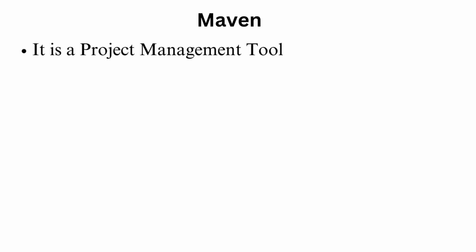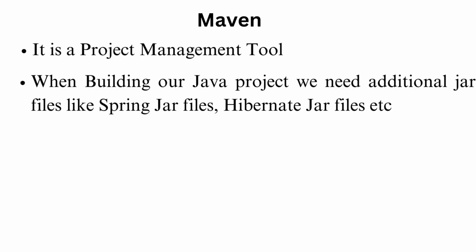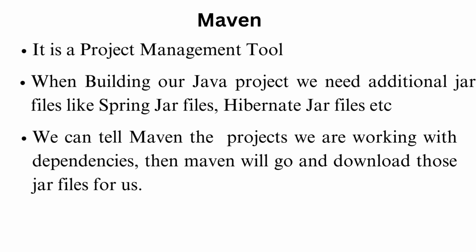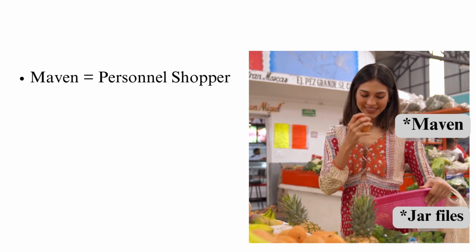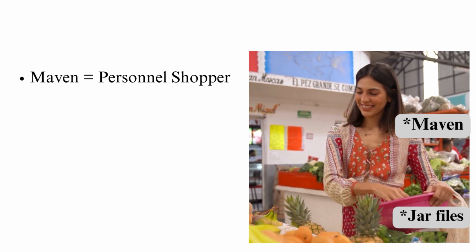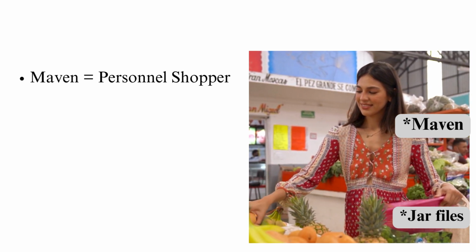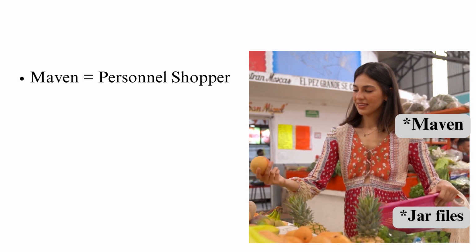And now let's talk about Maven. Maven is a project management tool. When building our Java project, we may need additional jar files like Spring jar files, Hibernate jar files and so on. In that case, we can simply tell Maven the dependencies of the project we are working with. Then Maven will go out and download the jar files for us. We can simply see Maven as our personal shopper. If we give a list to our personal shopper, then he or she will go to the shop and grab all the items in our list and give them back to us.